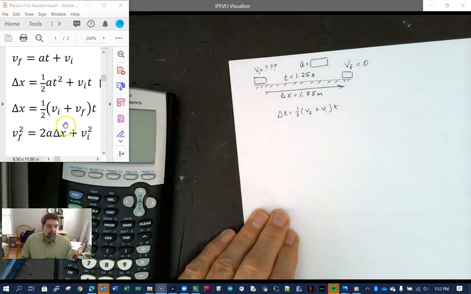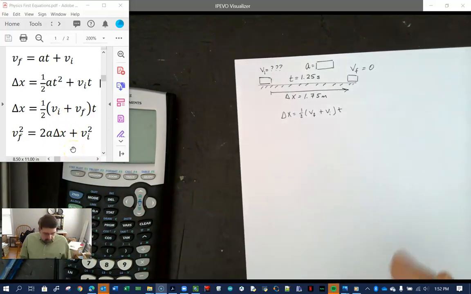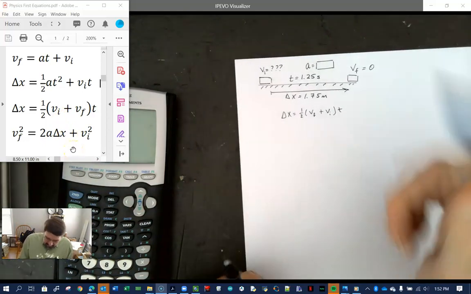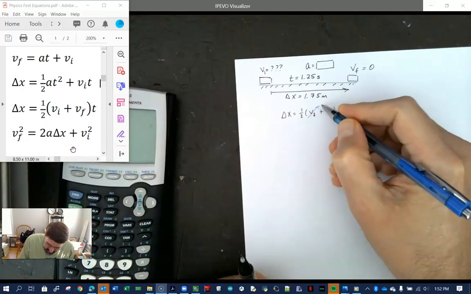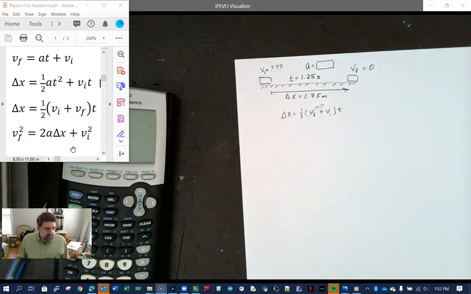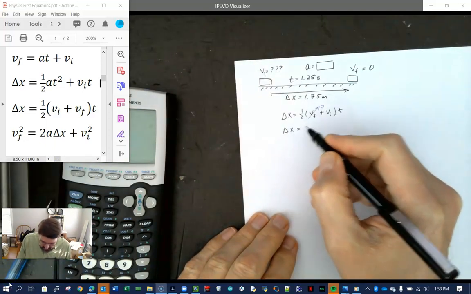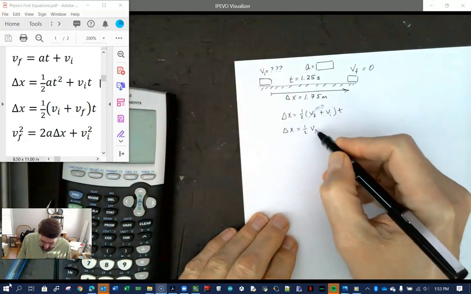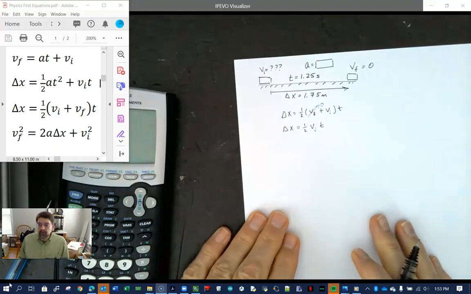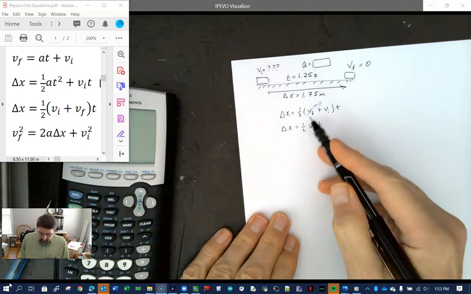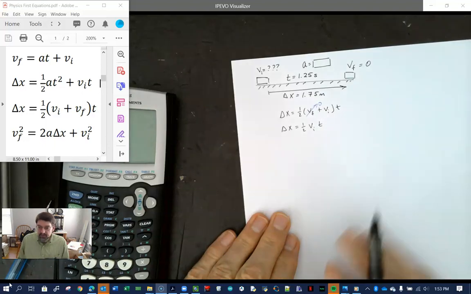Okay. All right. And what do we know is 0? We know that the V final is 0, so that guy disappears. We love zeros. So that makes this equation a lot easier to play with. 1/2 of V initial T, because 0 plus V initial is just V initial.